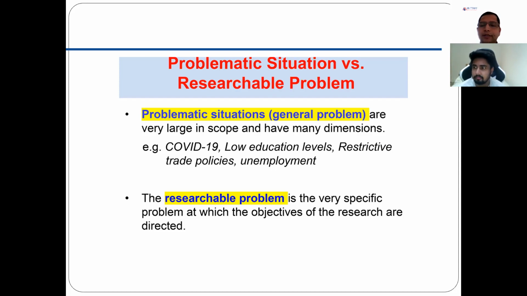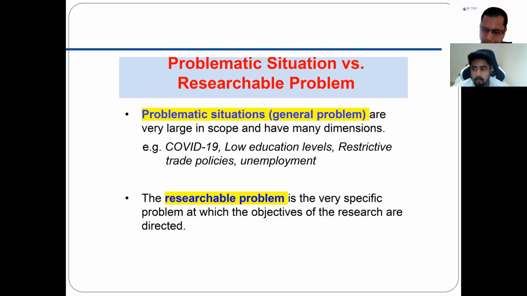Right. So you see, if I talk about customer satisfaction in general, it is a problematic situation, but that problem is not researchable. But when I say customer satisfaction in XYZ company, or in your services, your company, for example, that is a researchable problem: how to increase the customer satisfaction. Now, are you clear about the problematic situation and the researchable problem?